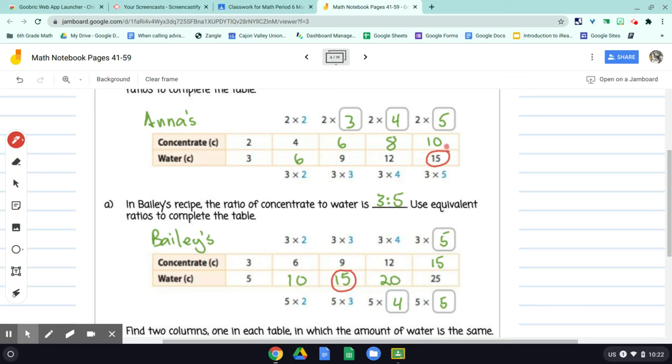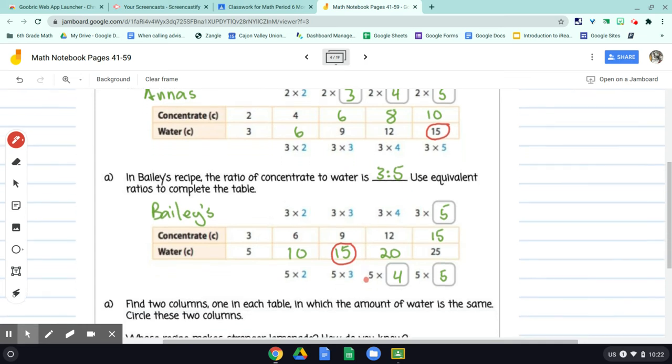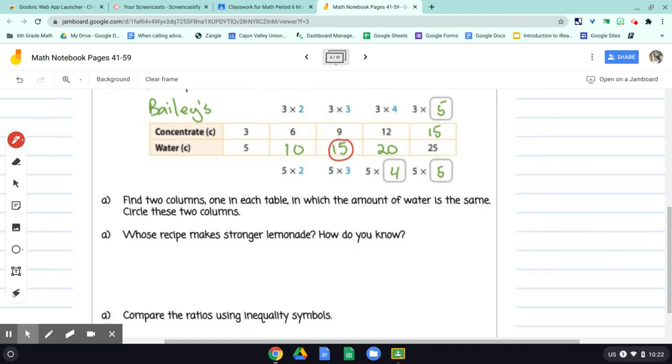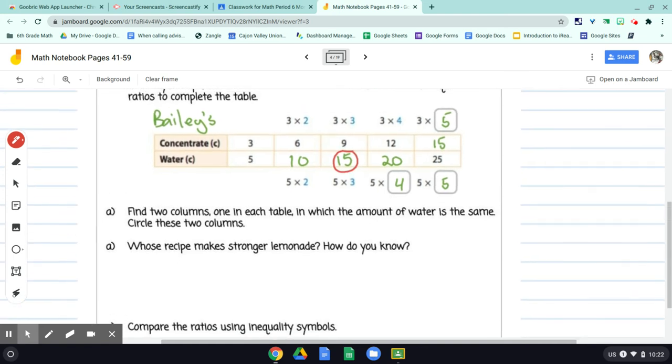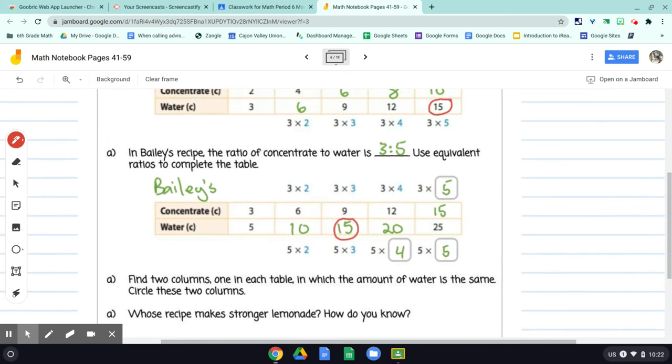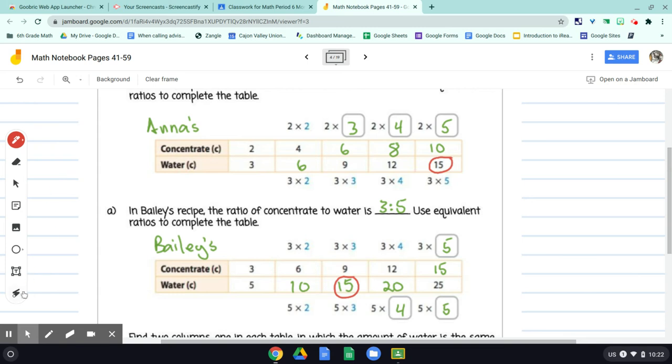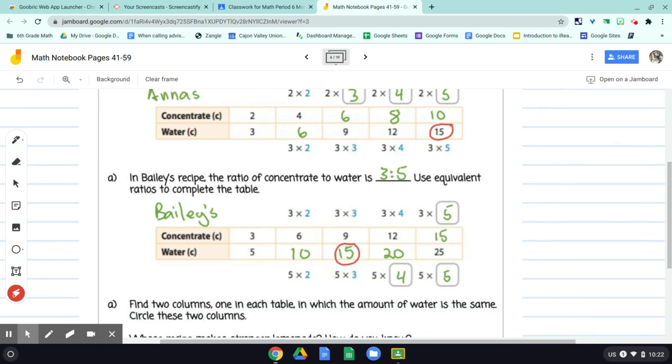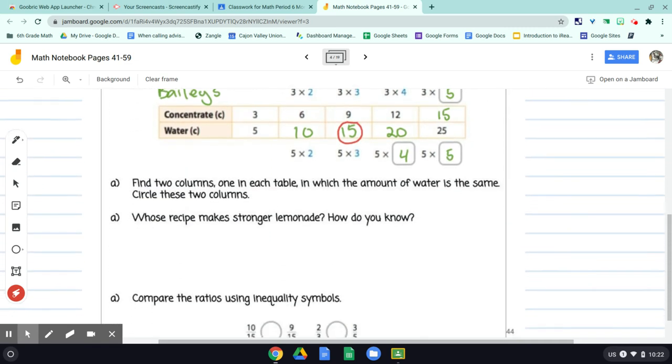So you can see that Anna used 10 cups of concentrate for 15 cups of water. Bailey used 9 cups of concentrate for 15 cups of water. Okay. So whose recipe makes stronger lemonade? Which one has more lemonade flavoring in it, right? Well, if we look at this again, Anna's got more concentrate for 15 cups of water. She has one more extra cup of concentrate. Bailey has one less cup of concentrate for 15 cups of water. So Anna's clearly got the stronger tasting lemonade, right?